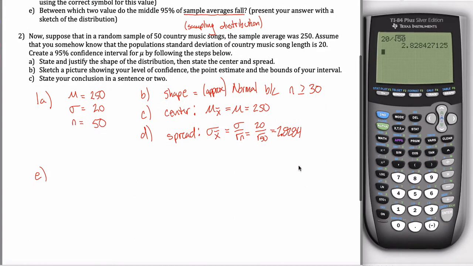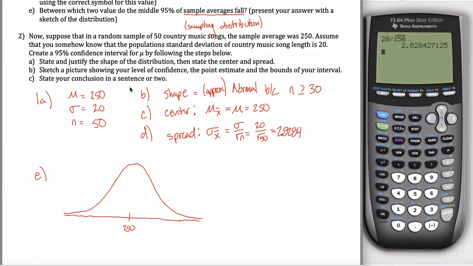All right, I have all the information to sketch my distribution right here. I can draw it normal, even though it tells me the parent distribution's right skewed, and that's because I'm drawing the sampling distribution, not the parent distribution. In the center, I can put 250 because that is the center of my sampling distribution. I could count up by 2.8284, I just don't want to. I think I told you in the videos you don't have to count up and down by the spreads of the sampling distribution because often they end up being decimals like they are here.